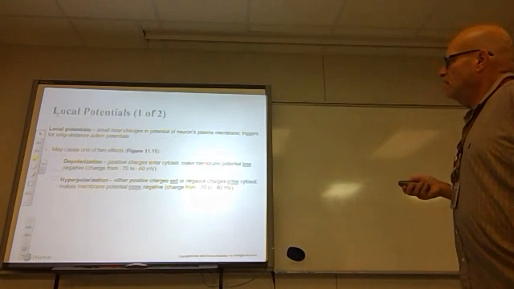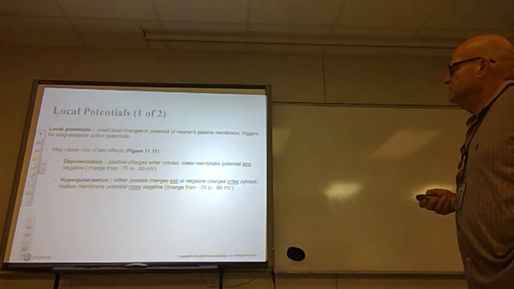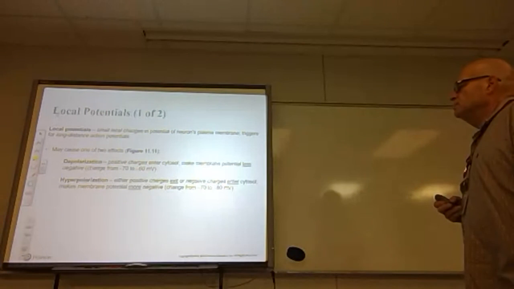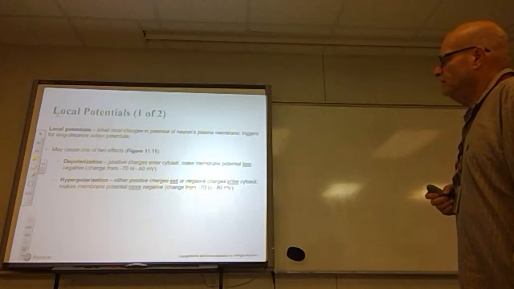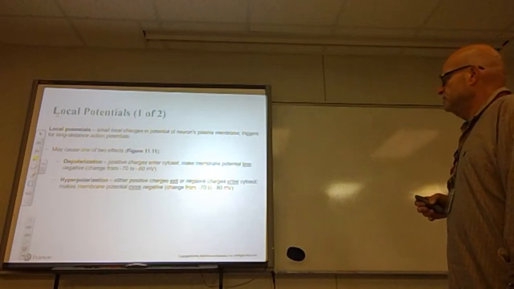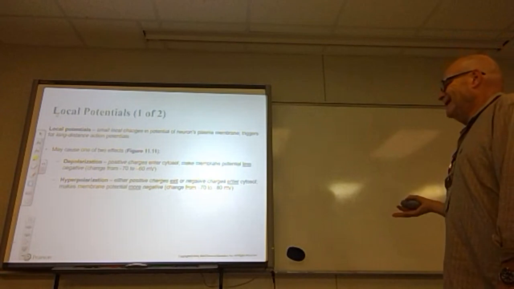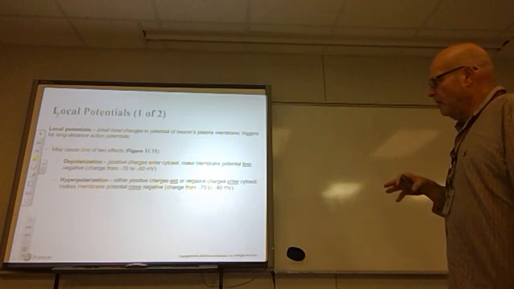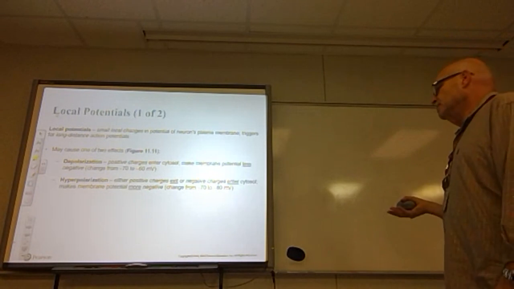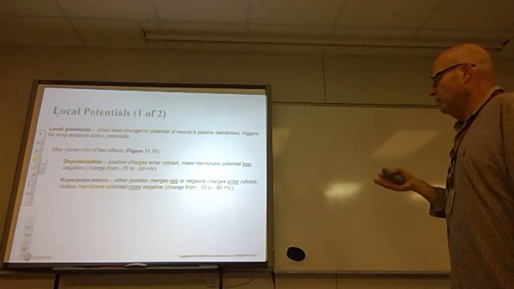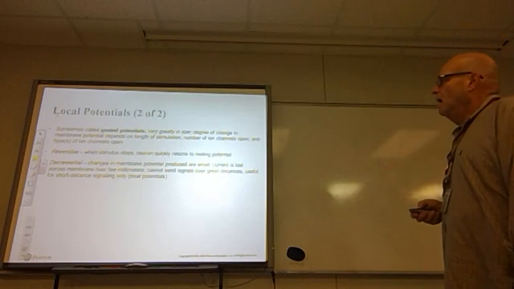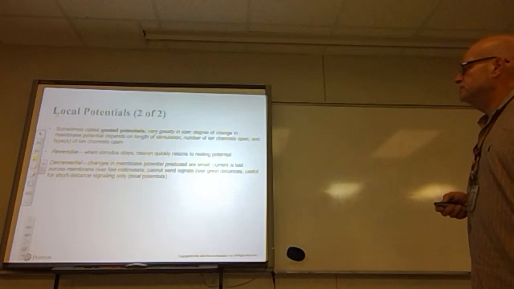Local potentials are small local changes in potential of the neuron's plasma membrane. Triggers for long-distance action potentials may cause one of two effects. Either depolarization, where positive charges enter the cytosol, which makes the membrane less negative, or hyperpolarization, where either positive charges exit or negative charges enter, which makes the membrane potential more negative, as the images showed a minute ago. Sometimes these are called graded potentials.